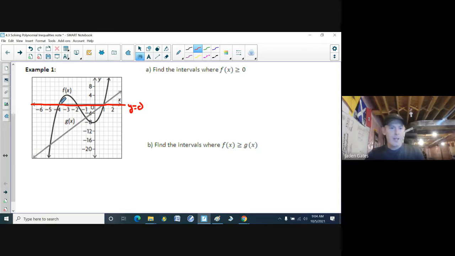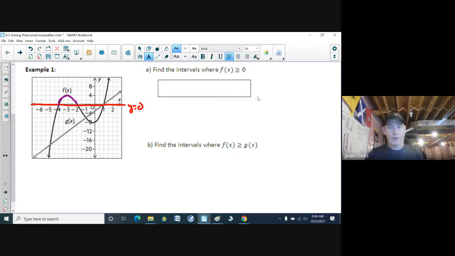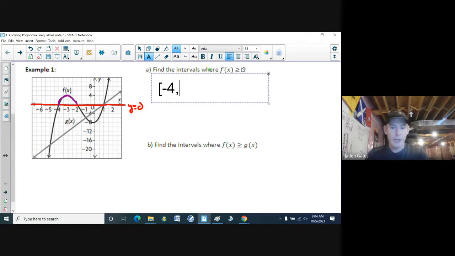Well, in this case, at the very beginning here, I'll put it in maroon. That part right here, that lump, is when f of x is greater than 0, part of it anyway. So I'm going to throw that in there, and it is equal to as well. So I'm going to go square bracket from -4 to -2, and close bracket, because at -2, it looks like f of x is also 0.